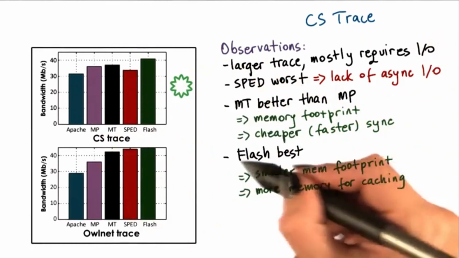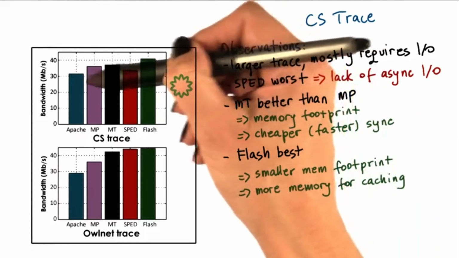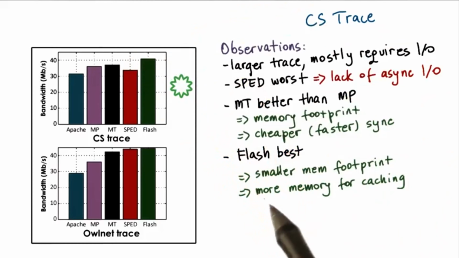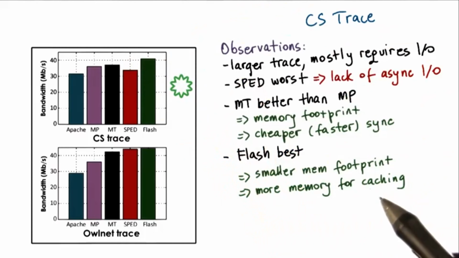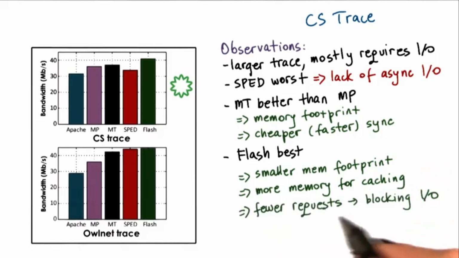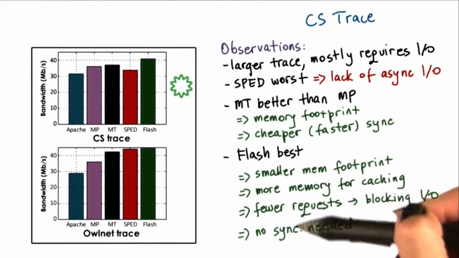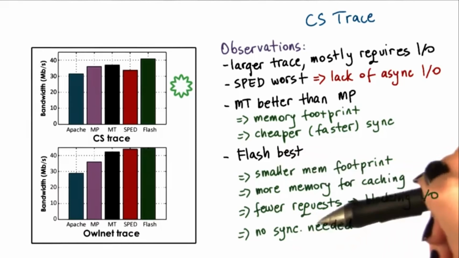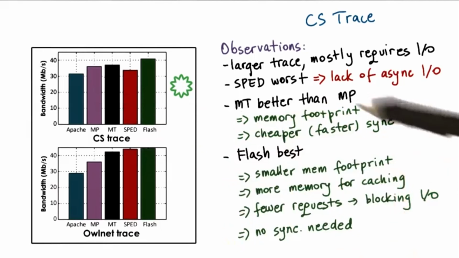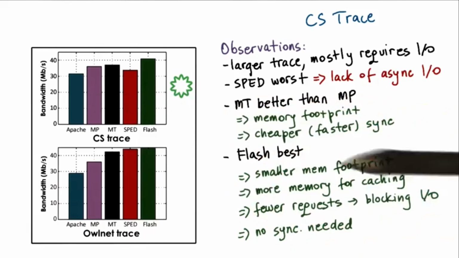In all cases, Flash performs best. Again, it has the smaller memory footprint compared to the multi-threaded and the multi-process, and that results in more memory available for caching files or caching headers. As a result of that, fewer requests will lead to a blocking I/O operation, which further speeds things up. And finally, given that everything happens in the same address space, there isn't a need for explicit synchronization like with the multi-threaded or multi-process model. And this is what makes Flash perform best in this case.